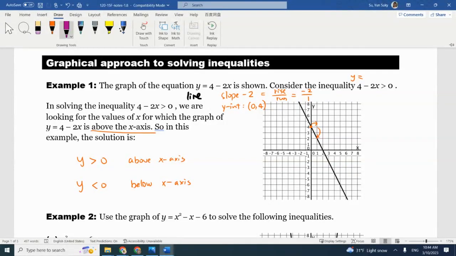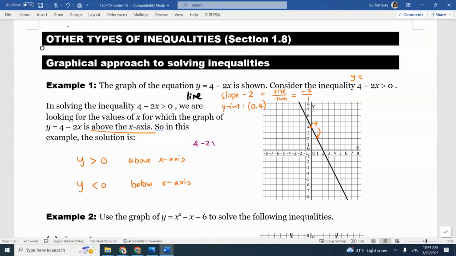Now, can you see on this picture? 4 minus 2x greater than 0 corresponds to this piece. Right? And can we pick the number 2? Can we include number 2? No, the y will be 0, equal to 0. Right? We want it to be above. Okay? Greater than 0.